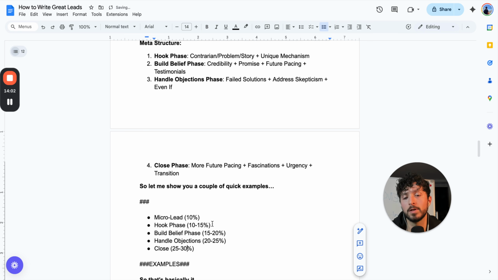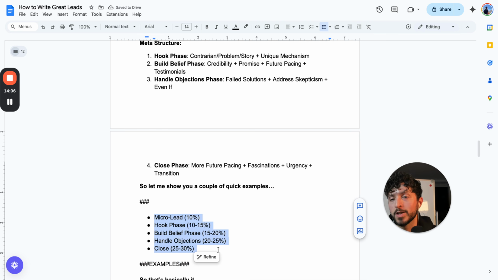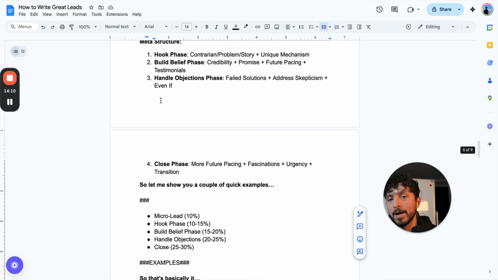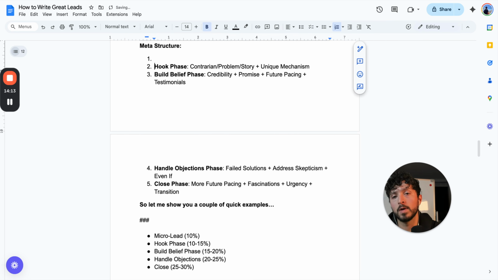Again, none of these are absolutes. I'm just trying to give you guidelines for the structure of your lead. And I'm going to show you a bunch of examples so you know how to do it yourself. But really, don't overthink it. Just hit these points and have a really good opening. So this would be your micro lead. We already talked about that. Then your hook phase is basically immediately where you get into talking about the main promise that you're going to solve and the unique mechanism.